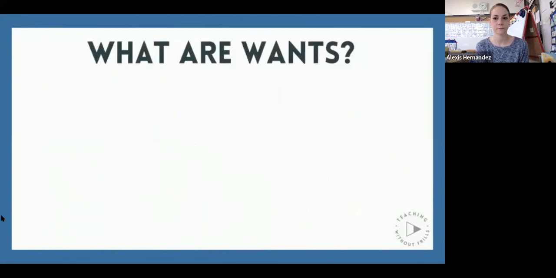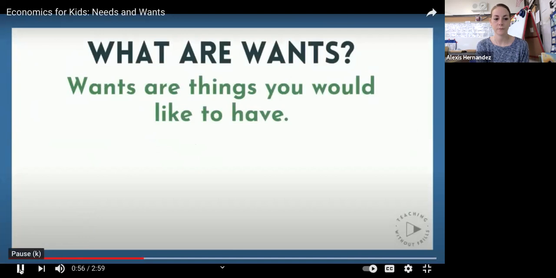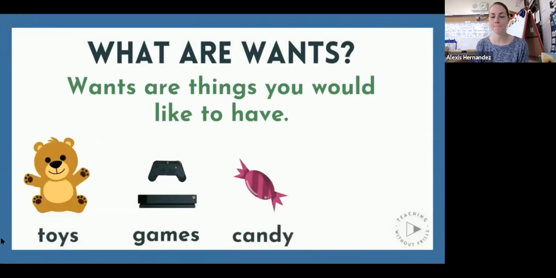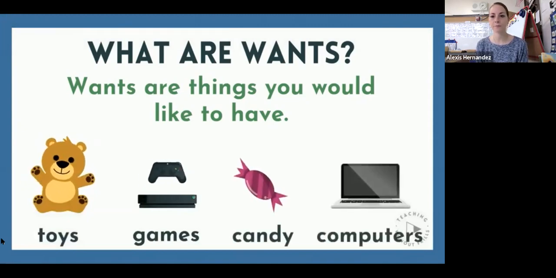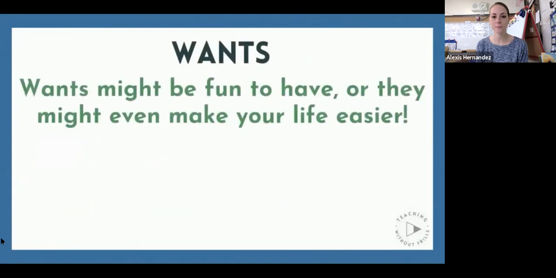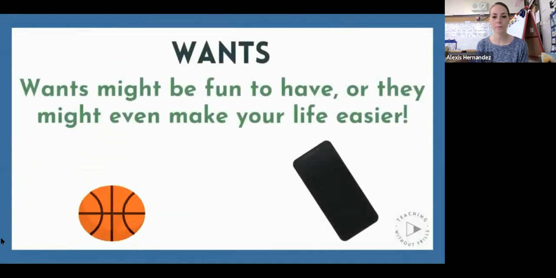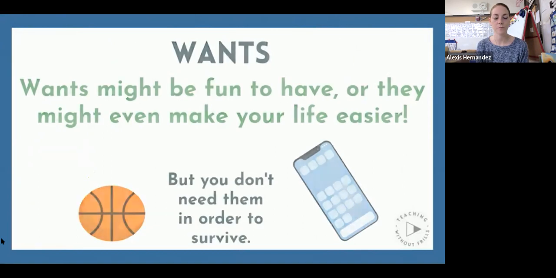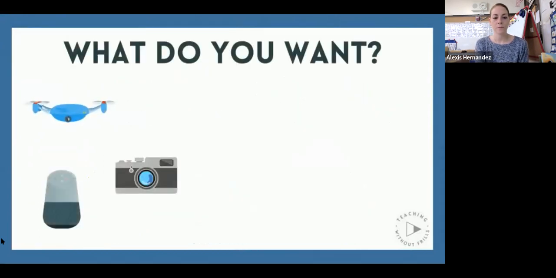What are wants? Wants are things you would like to have. You don't need them, but you want them. Like toys, games, candy, and computers. Wants might be fun to have, or they might even make your life easier. But you don't need them in order to survive. What types of things do you want?